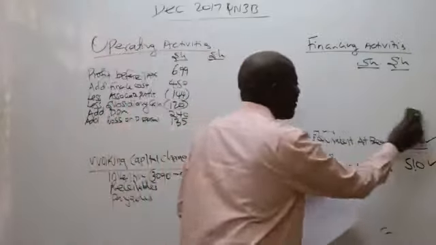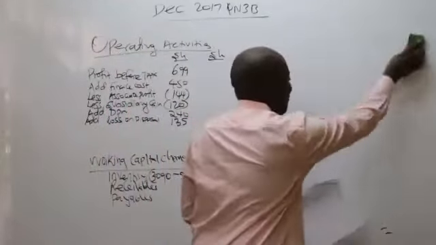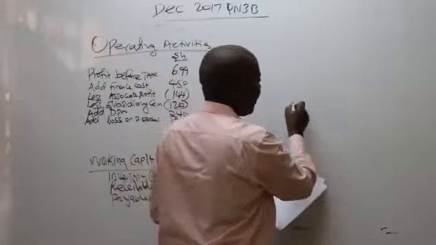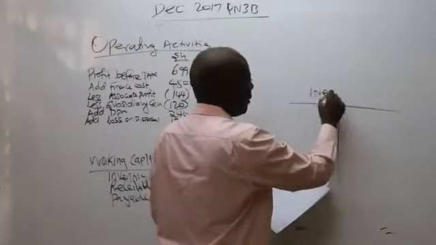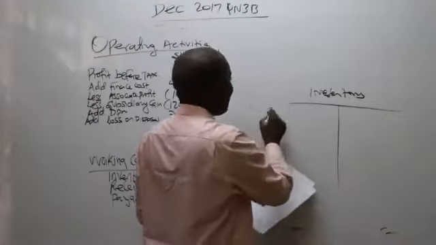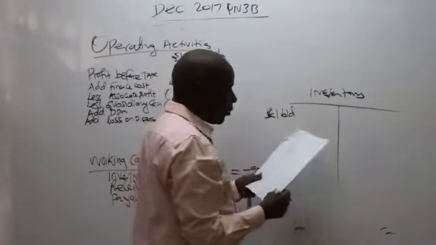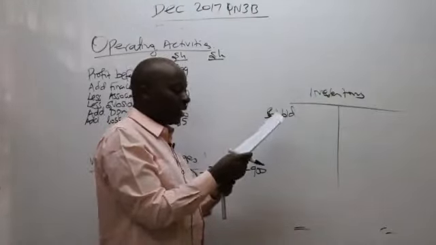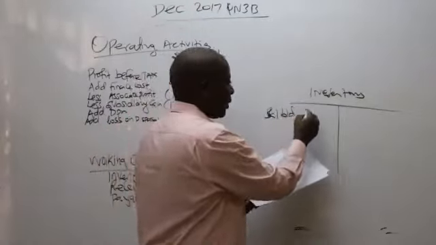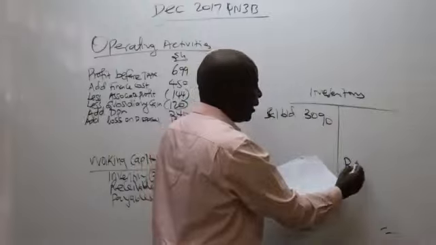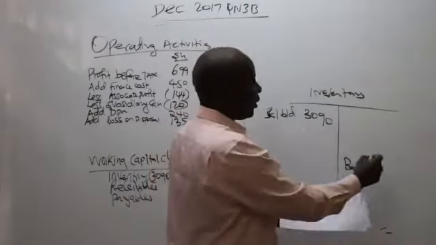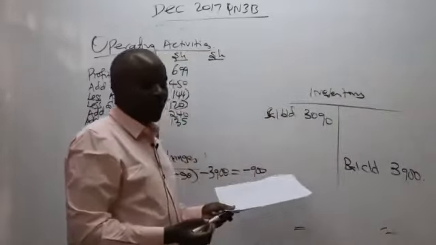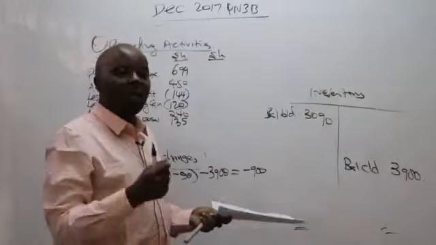Nataka nirudie tena. Please allow mwalimu arudie tena. Ukitaka mwalimu anaweza kuchora T account, aseme inventory, tuseme hapa balance brought down. Balance brought down ile ya 2016 ilikuwa ni 3090. Na kuna balance carried down ile ya current year, which is 2017, which is 3900, right? And then we had disposal.